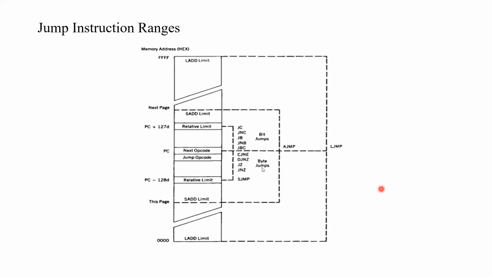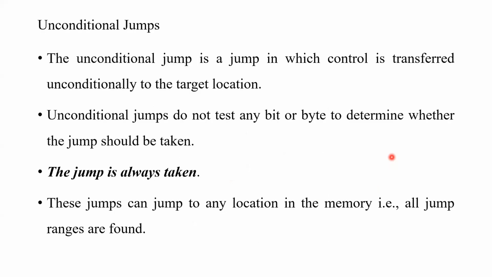As I said here, most of the jump instructions fall under the category of relative range. Now we'll study the different jump instructions. The first, as I mentioned in the contents, is unconditional jumps. What do you mean by an unconditional jump instruction? The unconditional jump is a jump in which control is transferred unconditionally to the target location.